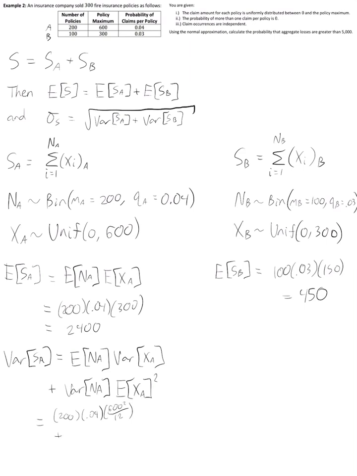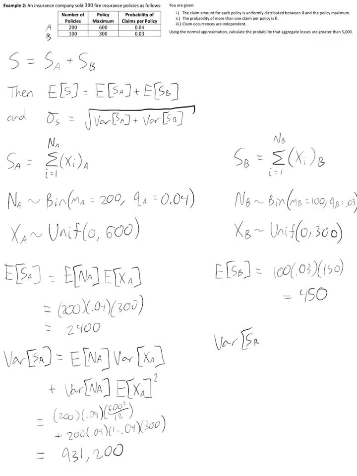And for the next term, the variance of a binomial is this times 1 minus this, which in our case is 200 times 0.04 times 1 minus 0.04. And then, of course, times the expected value of our uniform, which we previously said was 300. And that is going to come out to 931,200.